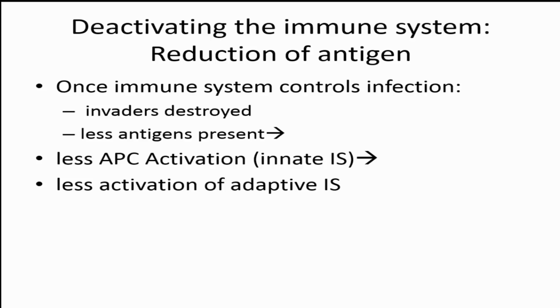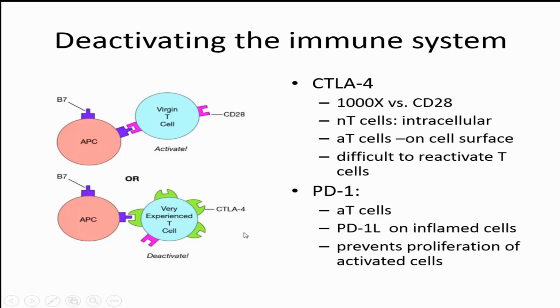Basically, when we talked about activation, there was interaction between an APC and the naive T cells. When they interacted, the APCs had these co-stimulators, so B7 on it, which interacted with CD28 to make sure that it gets activated. As the immune response progresses, these T cells, once they are activated, do the fighting or produce the cytokines, depending on what their function is. These activated T cells stop expressing as much CD28 and express some other molecules on their surface, called CTLA-4 and PD-1.